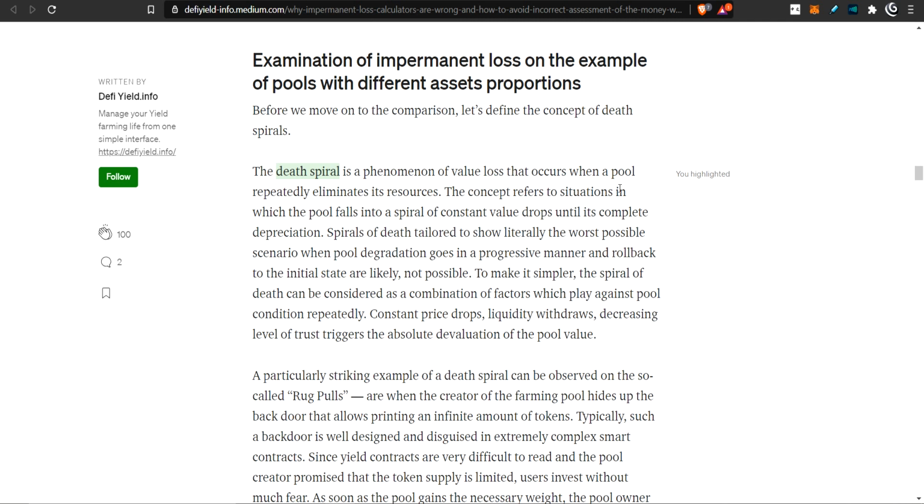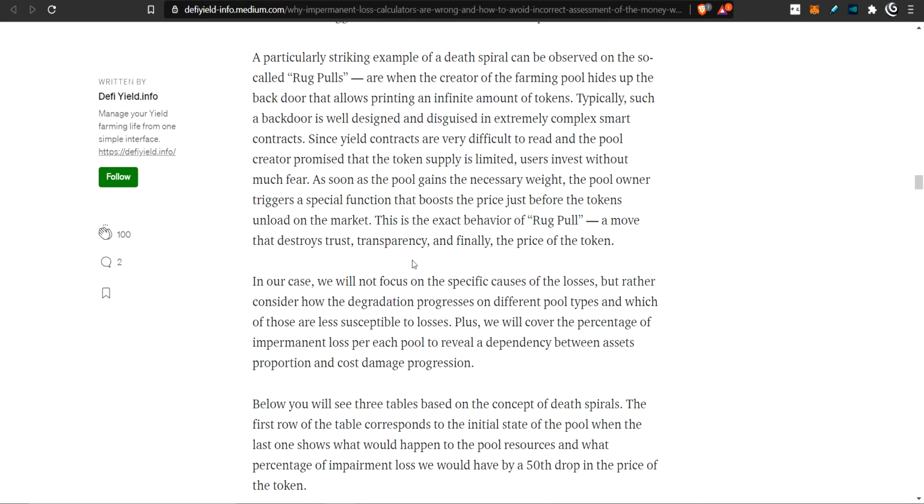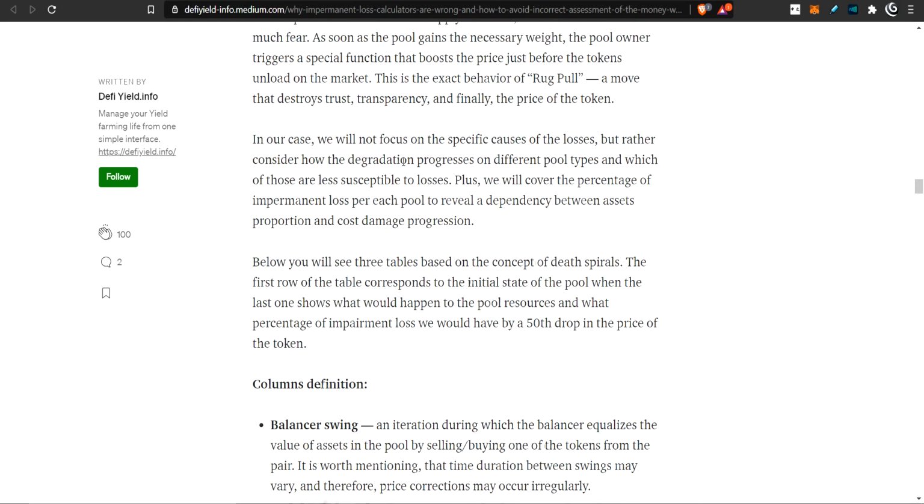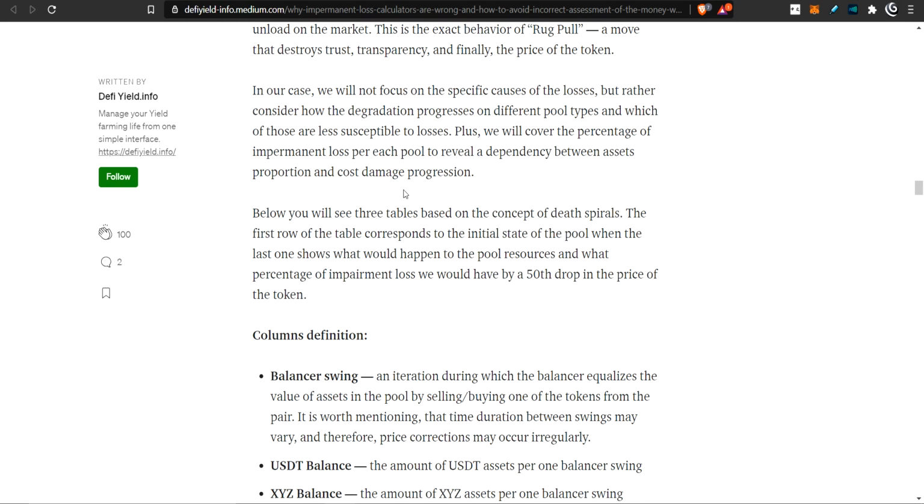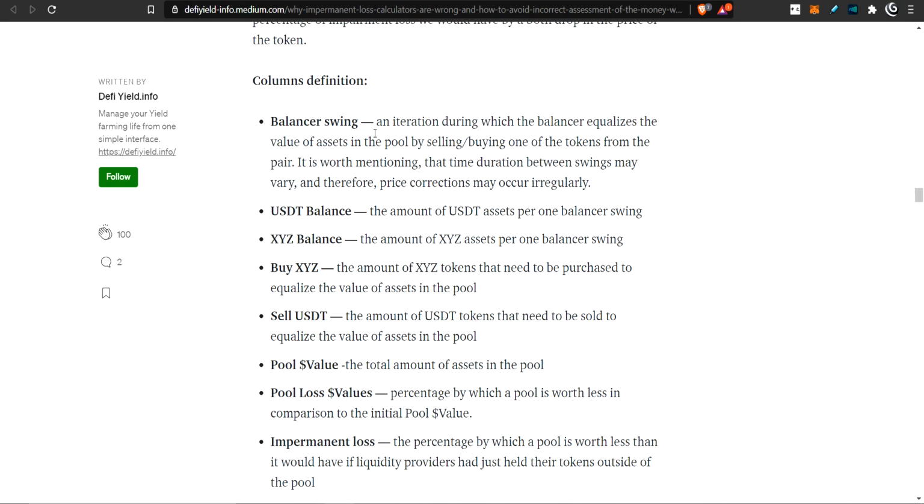So as one token's value goes down, the other token needs to buy a whole bunch of them in order to keep the value 50-50. Okay, so he talks about that a little bit, and this is a good read. You should probably read this section if you're going to only read a few pieces of it.